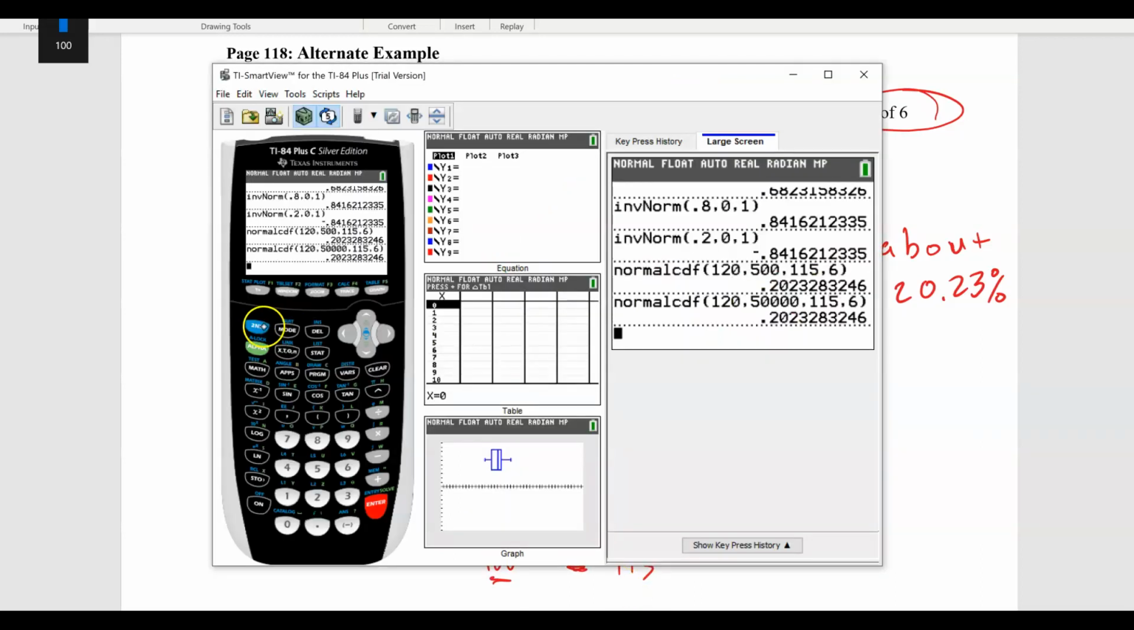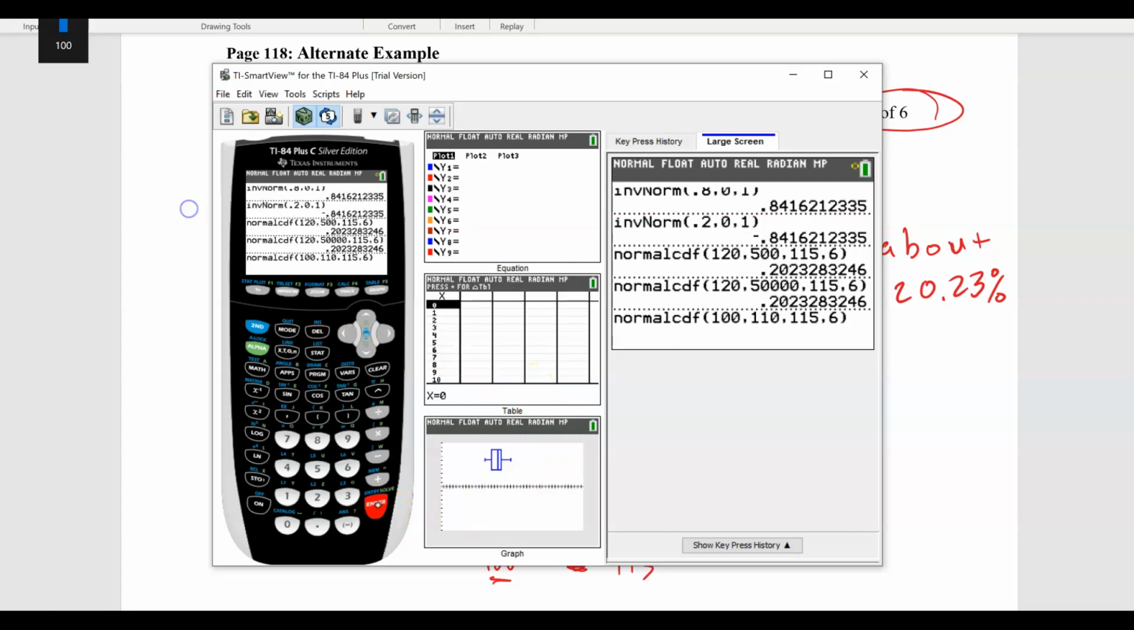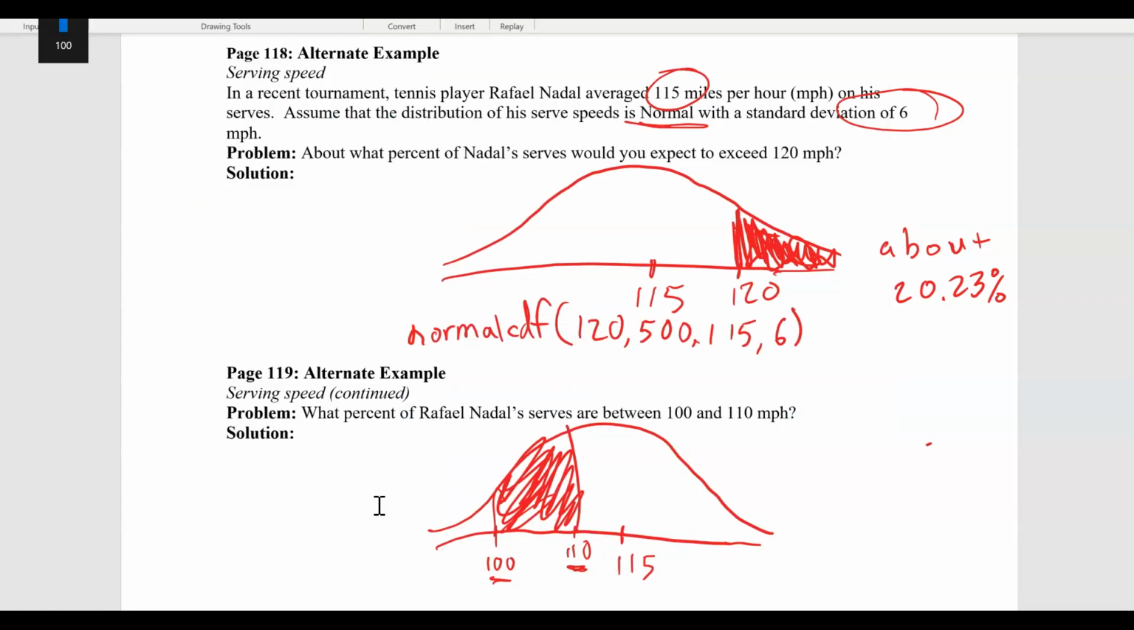So I can just hit second enter, and I'm just going to back up and change the 120 to 100. Get me back in there. So 100 is the lower limit now. Now the upper limit is 110. And I can delete some of this other stuff. Yep. And then I need a mean of 115 and standard deviation of 6, still the same. So 0.196. So that's how we can do it if we don't have a mean of 0 and a standard deviation of 1. We just tell the calculator what they are.